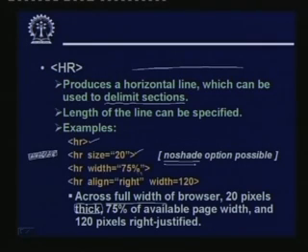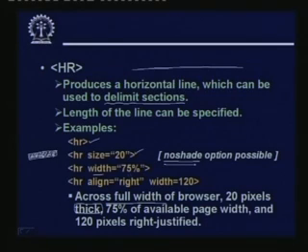HR width equal to 75%, you can also specify width. Width equal to 75% means it will have a width equal to 75% of the current displayed window. If the window is bigger, it will be 75% of that. If you have resized the window to make it smaller, the line will be 75% of that. So, you can specify the width of this line relative to the window size.